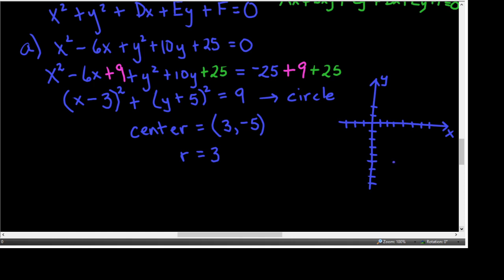So plot that point. Then use the radius to find the 4 major points in the 4 cardinal directions. So from there, up 3, down 3, right 3, and left 3. And then do your best to draw a circle. Remember, this circle is a curve, so it shouldn't look straight, even though sometimes they look sort of straight. Try and make it look curvy instead of straight. Because if you make it straight, it looks like a diamond, and circles are not diamonds.